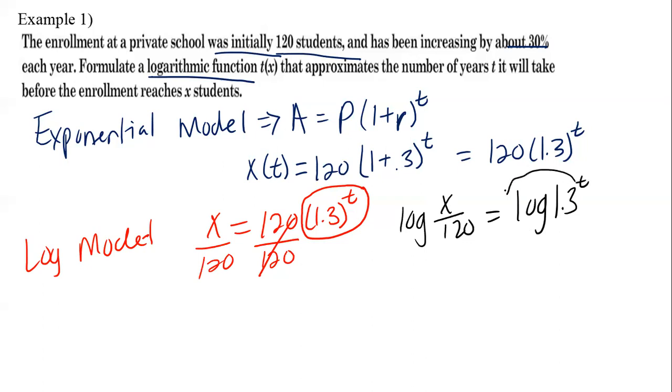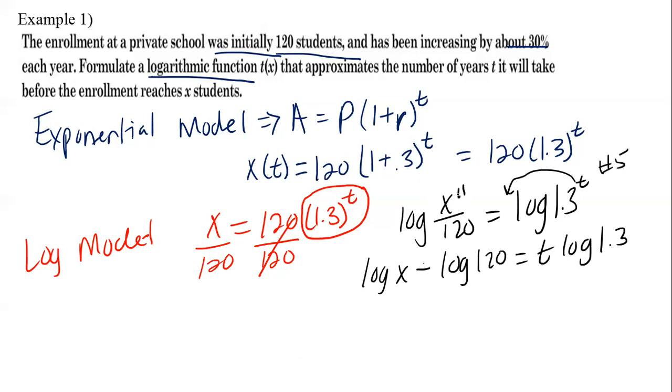This is going to free our t, and this allows us to become log of x minus log of 120 equals t log of 1.3. So we use property number 5 and property number 4. Division became subtraction. And what's the last thing we got to do to get t by itself? Divide by the log, right? And what you do to one side, you do to the other, and there's our equation. So here's your t of x.